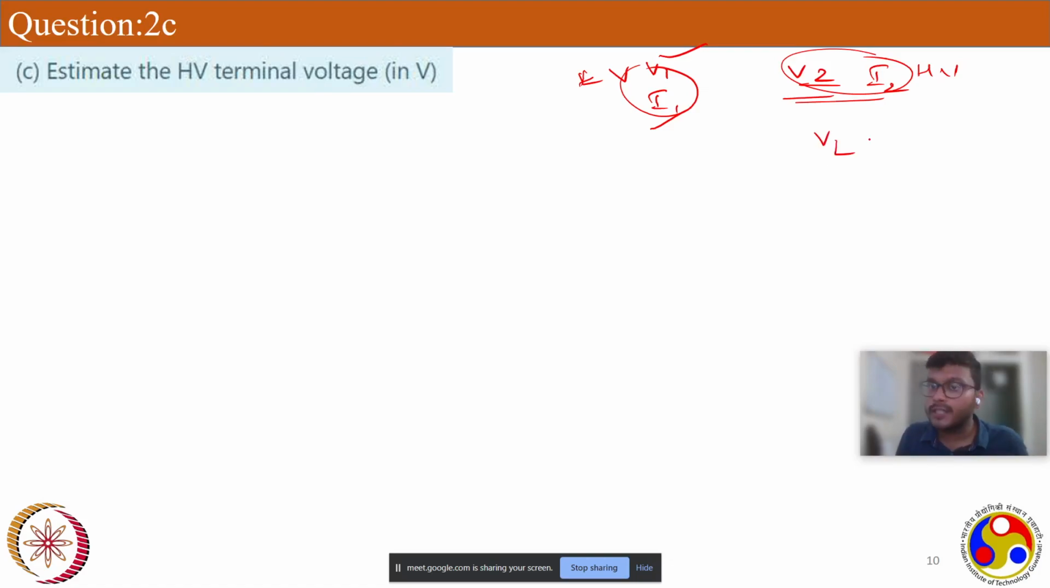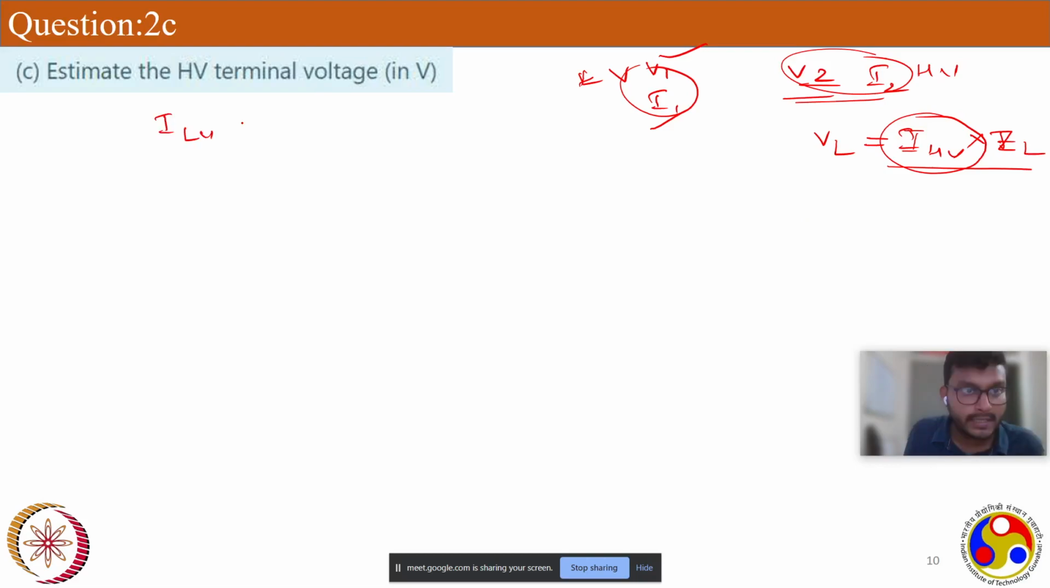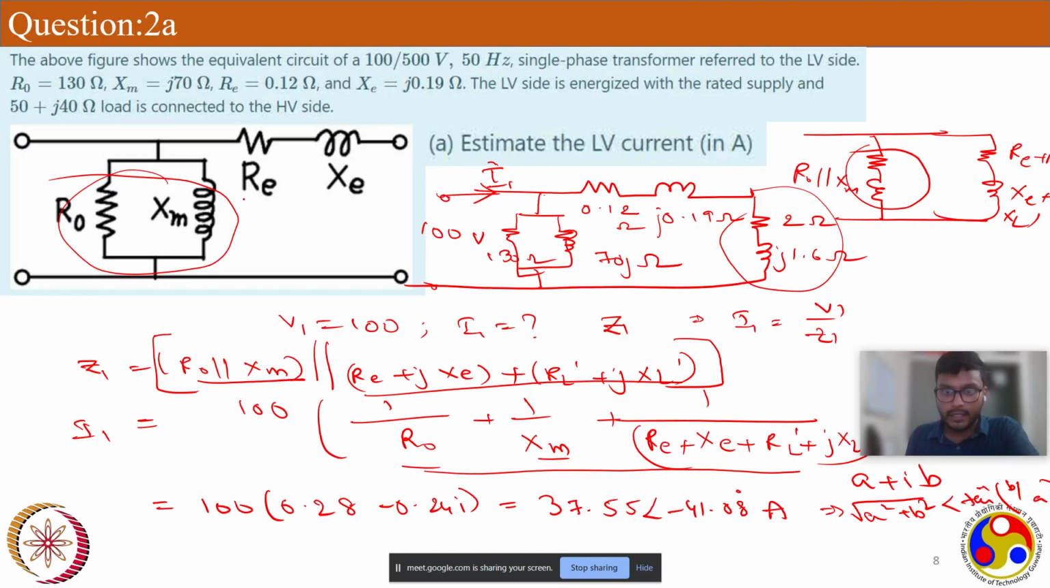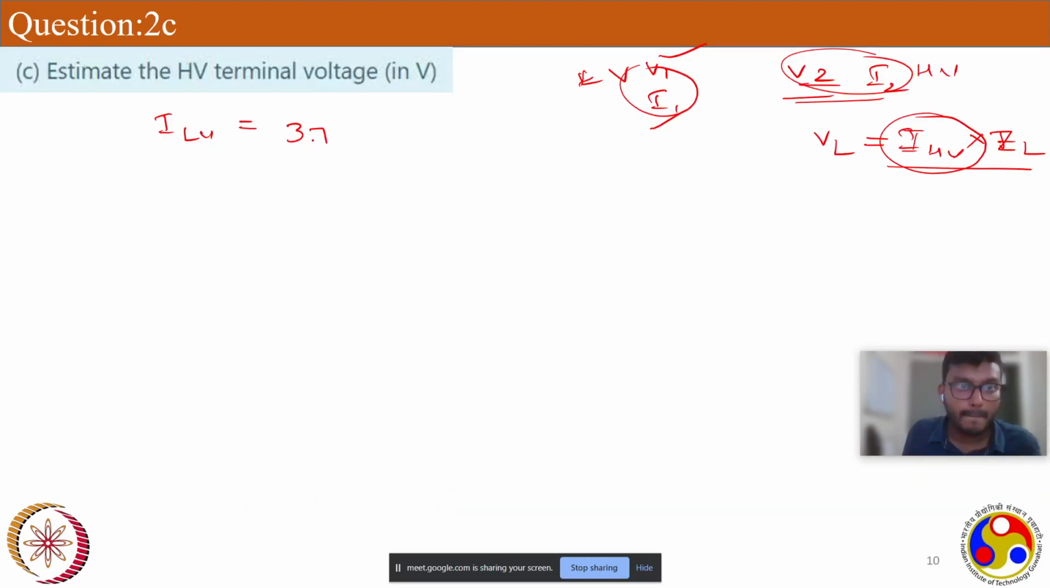Load side voltage is nothing but HV side current multiplied by load side impedance. We already know the load side impedance, it is given in the question, and we just have to calculate the HV side current. What is the LV side current? 37.55 at an angle of minus 41.08. Now what is the turns ratio? It is 0.2. We have to calculate the HV side.